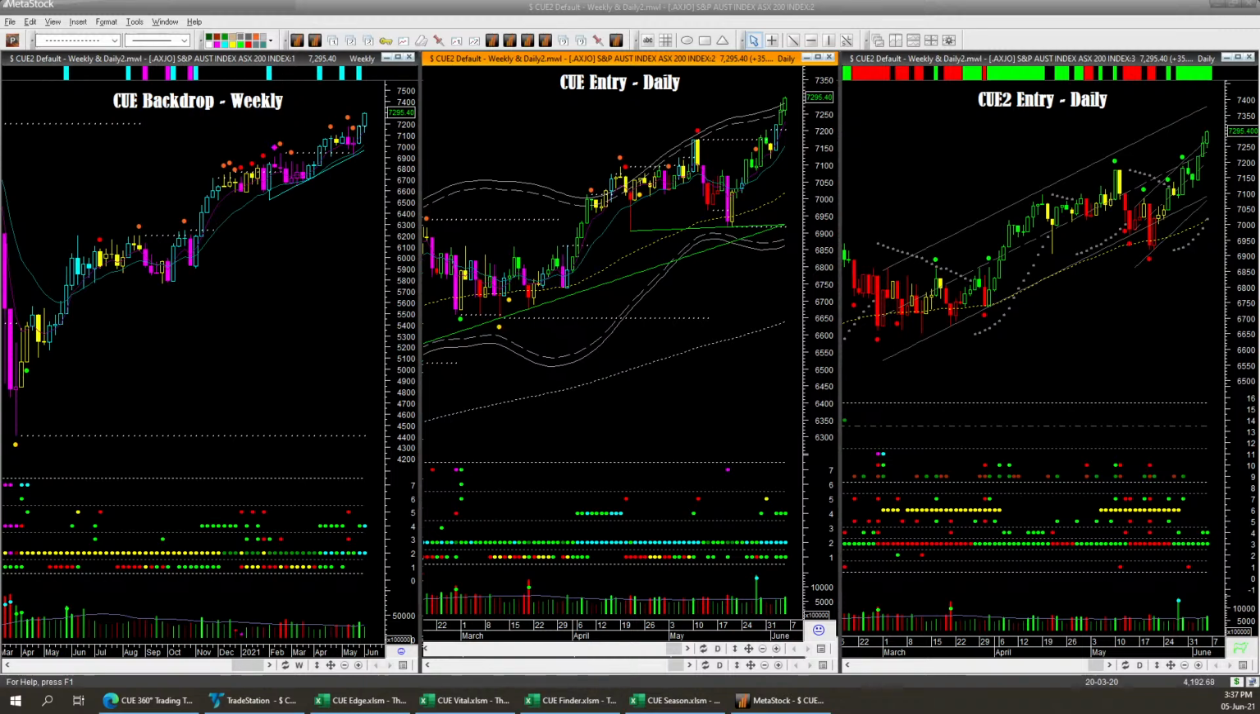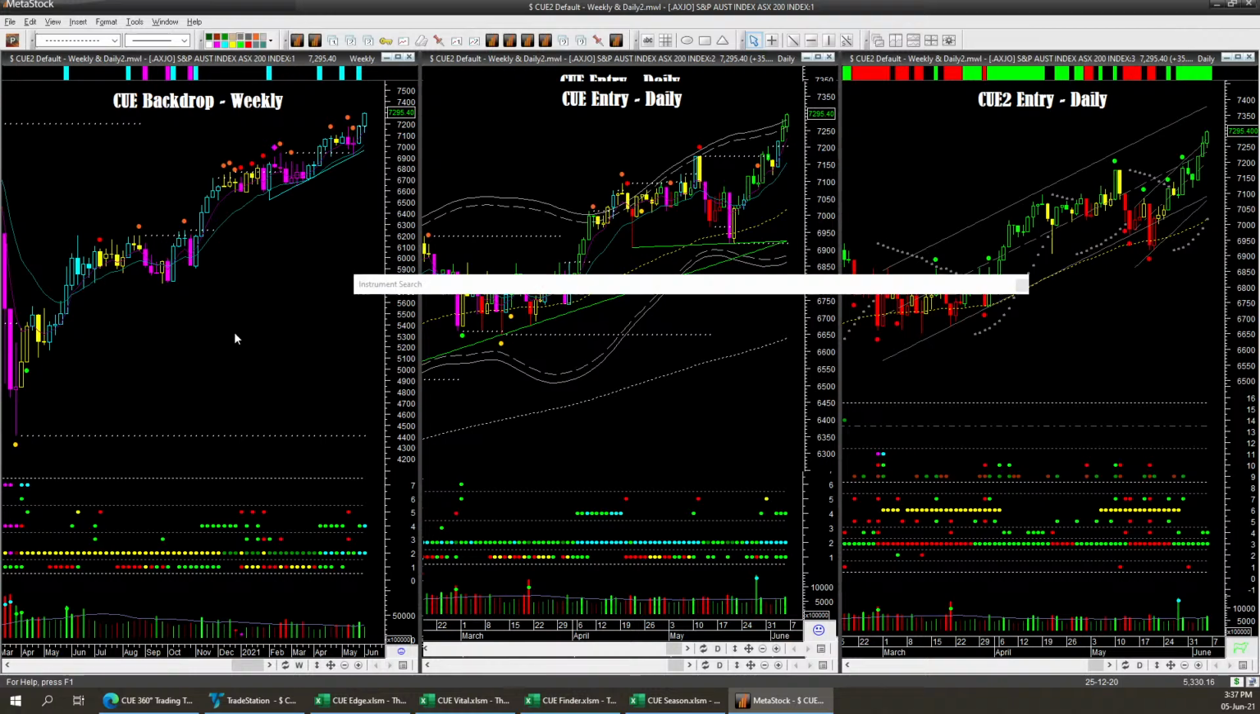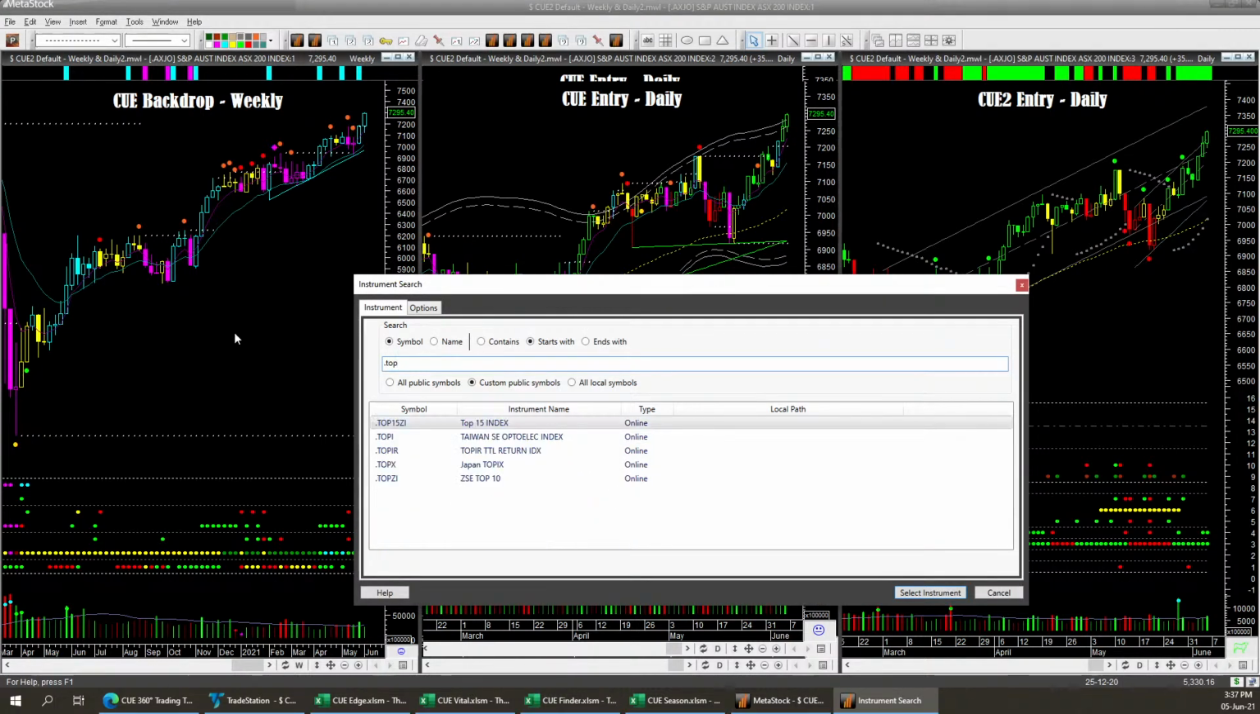Back to the at a glance template. Australian market is bullish but too high in the price level to take new long trade. Let's look at the topics index.